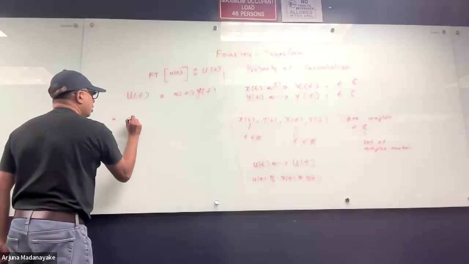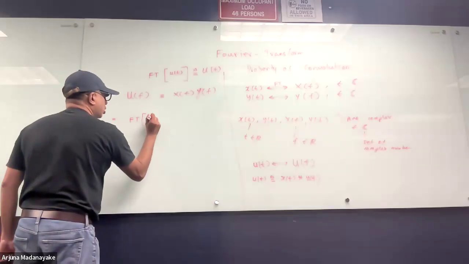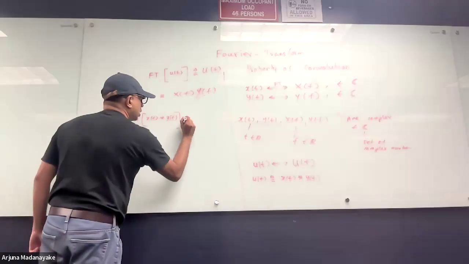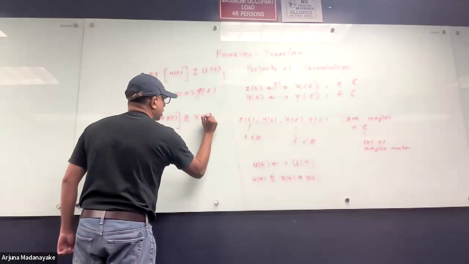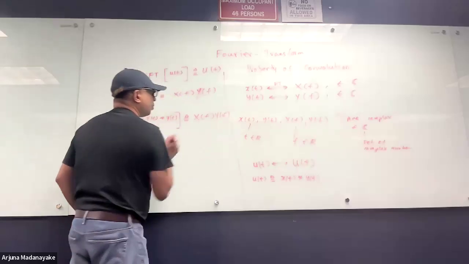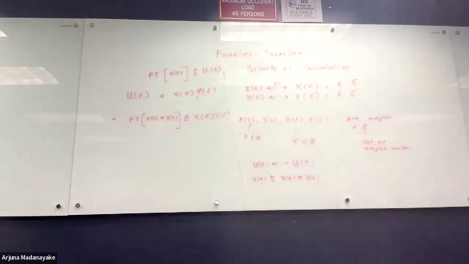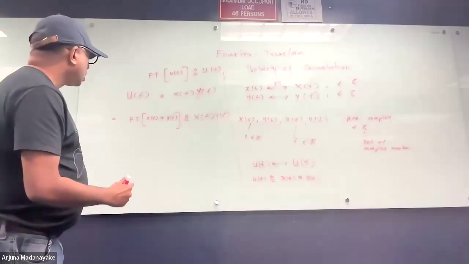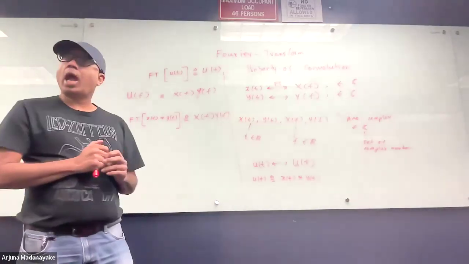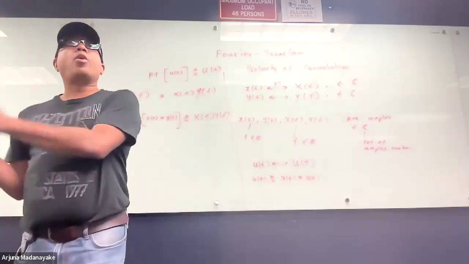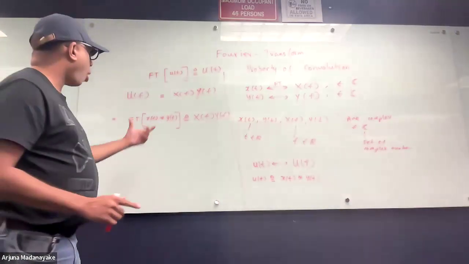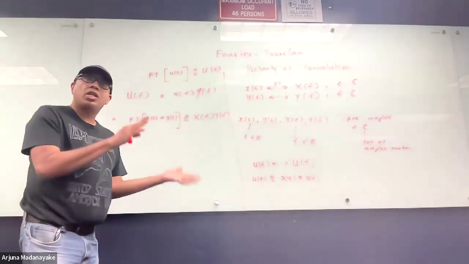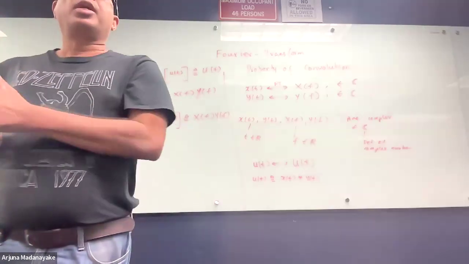So what we are saying is the Fourier transform of x of t convolution y of t is equal to X of f times Y of f. It's a very, very important result because what it basically tells you is that convolution in the time domain has a corresponding Fourier property of multiplication, right? Convolution in the time domain is given by multiplication in the frequency domain. It transforms convolution to multiplication.